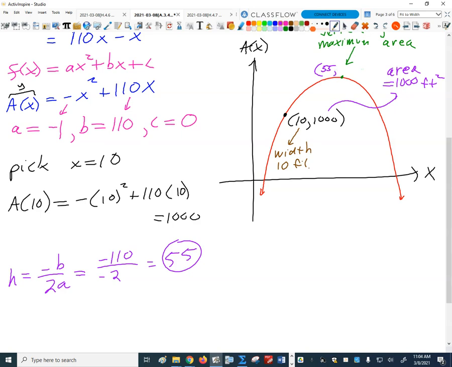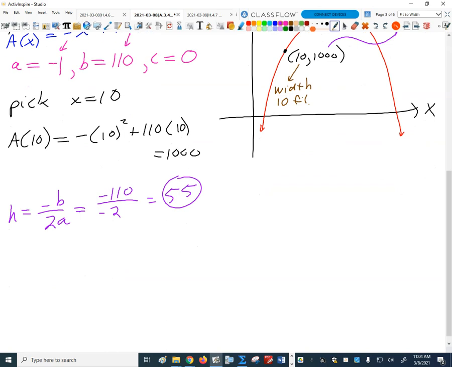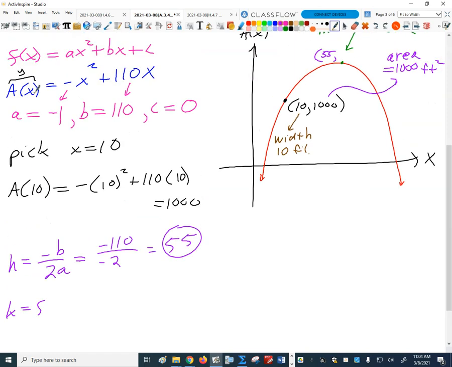Okay, what about the y-coordinate? Well, then that's where I'd have to just plug that value back into my function. So k would just be f, but it's not f in this case, it's actually A, isn't it? Instead of saying f of h, it's going to be A of h, because our function up here we defined as A of x, not f of x, A for area, right?